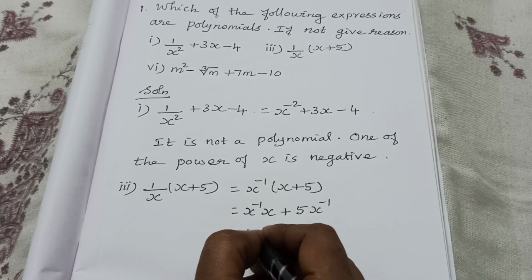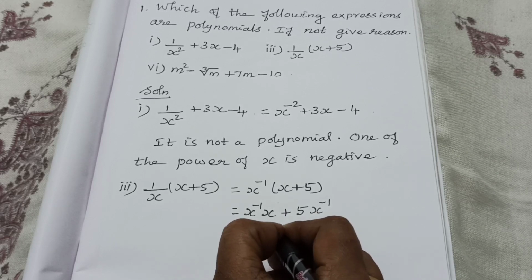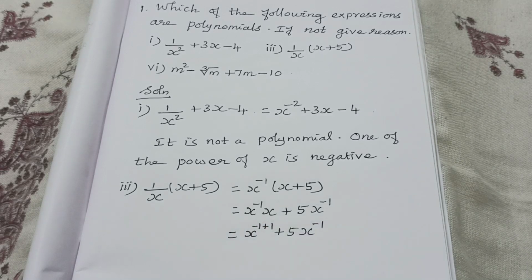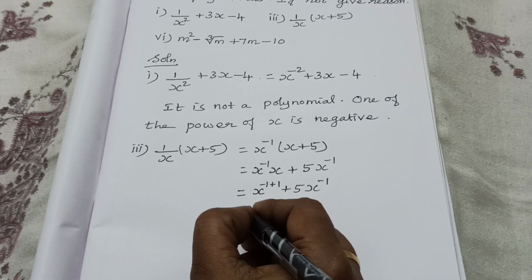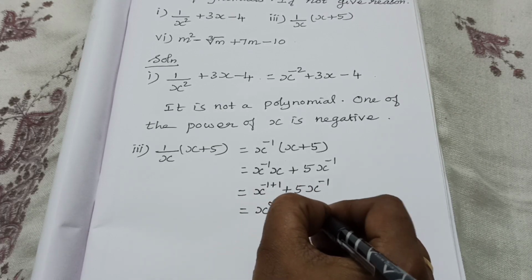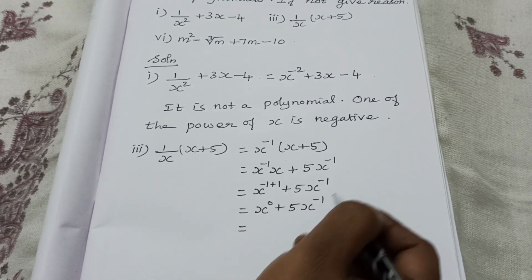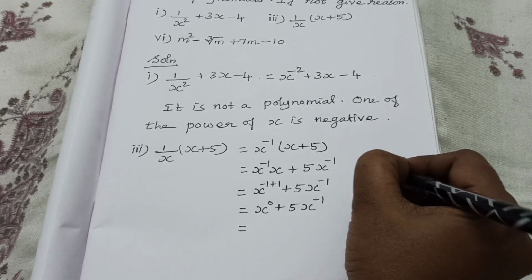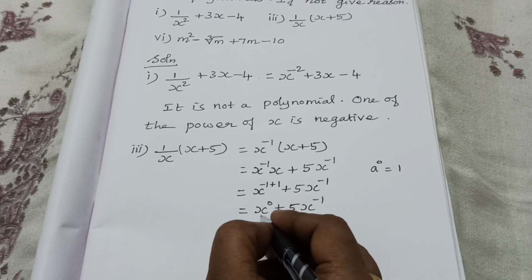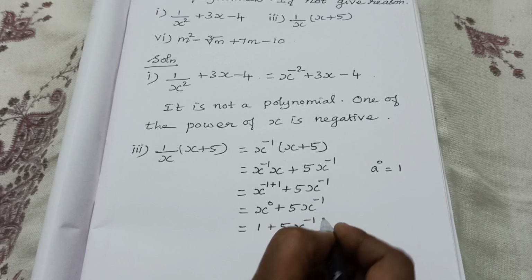What will we get? x power minus 1 plus 1, that is x power 0, plus 5 into x power minus 1. Have you understood? x power 0 is what? Any number power 0, what's the answer? a power 0 is equal to 1. Like that, x power 0 is 1. So 1 plus 5 into x power minus 1.